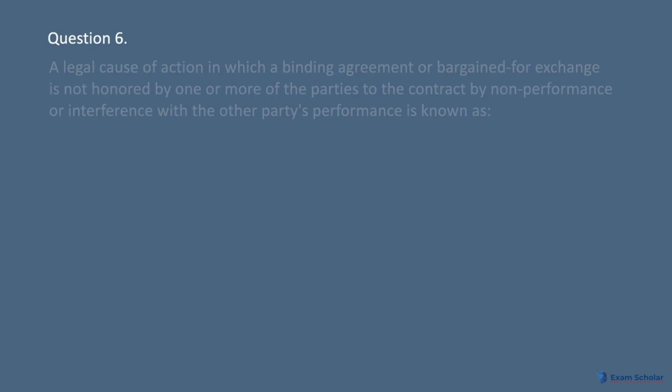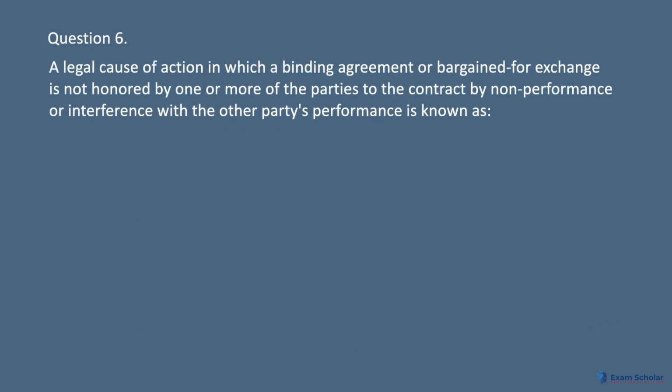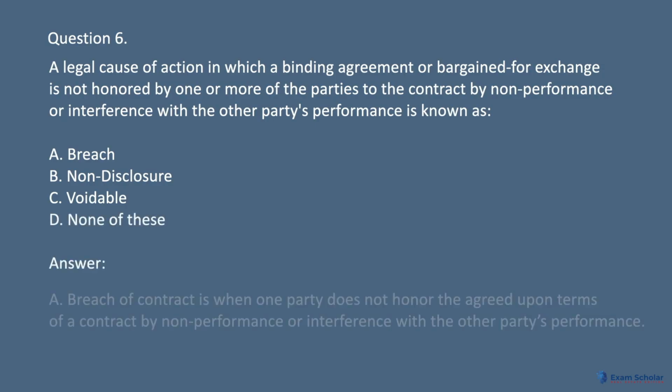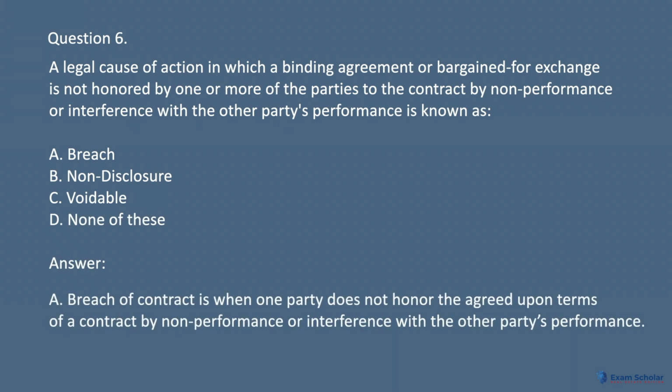Question 6. A legal cause of action in which a binding agreement or bargain for exchange is not honored by one or more of the parties to the contract by non-performance or interference with the other party's performance is known as A. Breach. B. Non-disclosure. C. Voidable. D. None of these. Answer A. Breach of contract is when one party does not honor the agreed upon terms of a contract by non-performance or interference with the other party's performance.